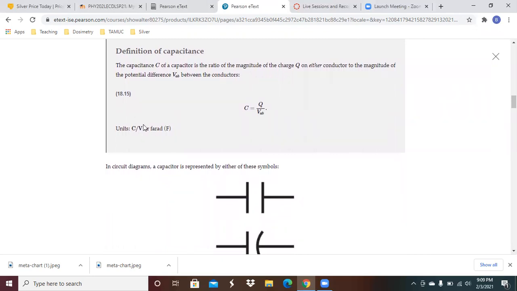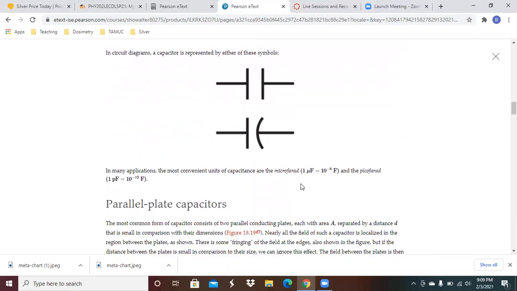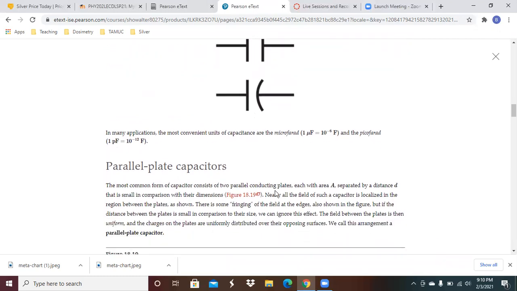Units are going to be coulombs per volt, or a farad. If you're going to find these in circuit diagrams, they're going to look something like this. In many applications, the most convenient units of capacitance are going to be the microfarad or the picofarad.